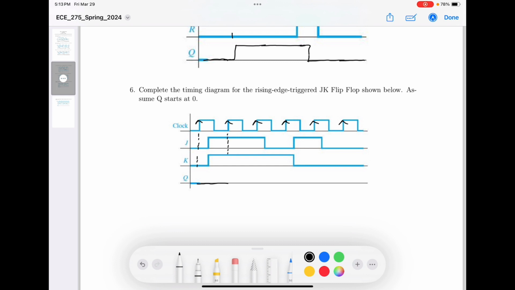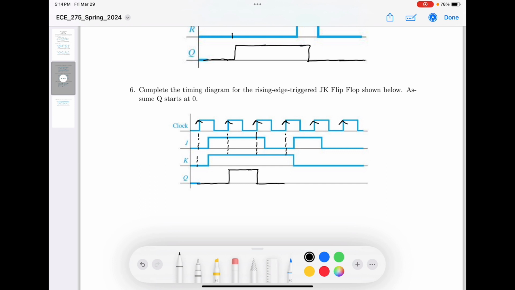At the next rising edge, J is 1 and K is 1. So that's the toggle operation. And when you have toggle, after a slight delay, your Q was 0 before, so now it's going to be a 1. At the next rising edge, J and K do not change. That is, they are 1 and 1. So again, we toggle it. So after a slight delay, Q goes from 1 to 0.